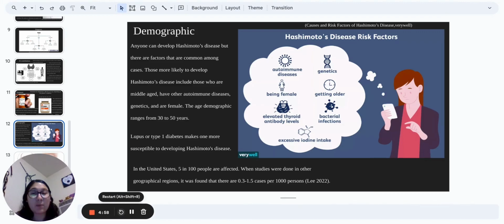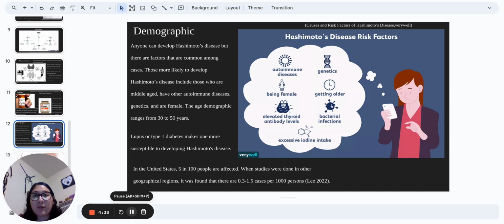Now we have come to the demographic slide. Who exactly is most at risk? Anyone can develop Hashimoto's disease, but there are factors that are common amongst those cases. Those more likely to develop Hashimoto's disease include those who are middle-aged, have other autoimmune diseases, have genetics, and are female. The age demographic ranges from about 30 to 50 years of age.